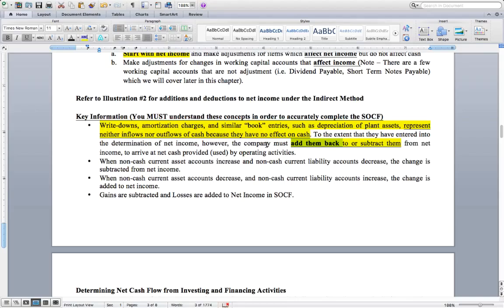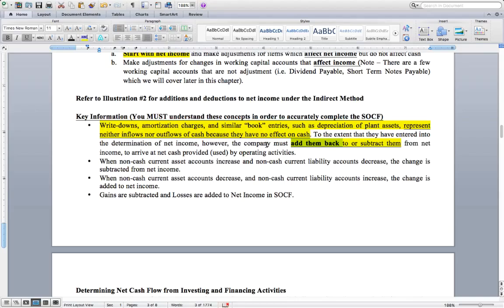The next few bullet points are detailed on the illustrations at the end of your chapter, specifically illustration number 2. When non-cash current asset accounts increase and non-cash current liability accounts decrease, the change is subtracted from net income. So what this represents is if your accounts receivable increases or your accounts payable, so the liability, decreases, you need to subtract those changes from the net income that you start with as step number 1.